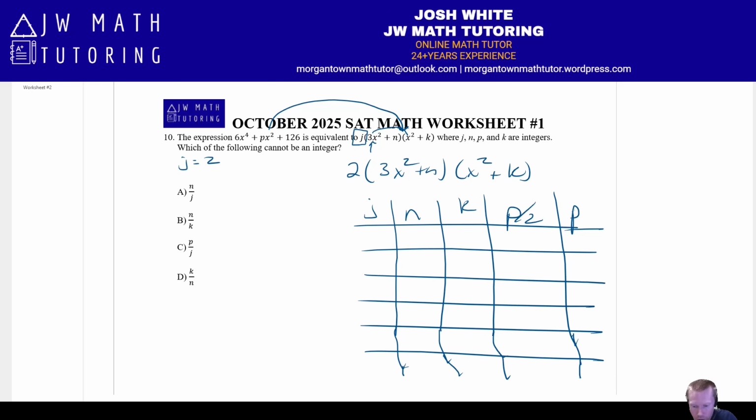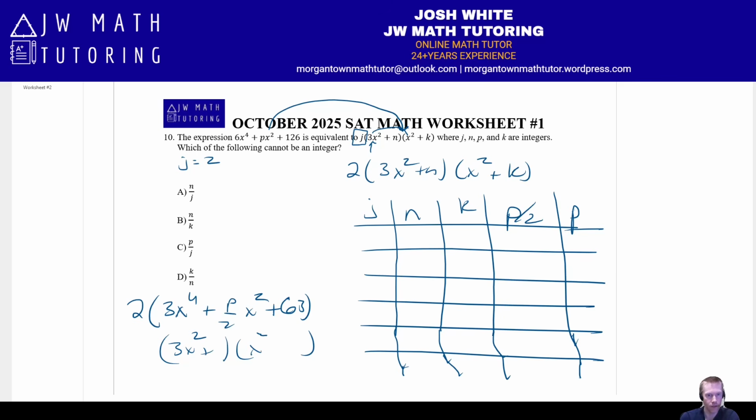How many different things do I need? 1, 2, 3, 4. It looks like I need a total of 6. Okay. So one other thing just before we begin. If you pull a 2 out initially as a GCF, you're going to have 2 and then 3x to the 4th plus, and notice the p would get divided by 2, x squared, and then plus 63. Okay? So this is what's being factored into the 3x squared, x squared, nk.